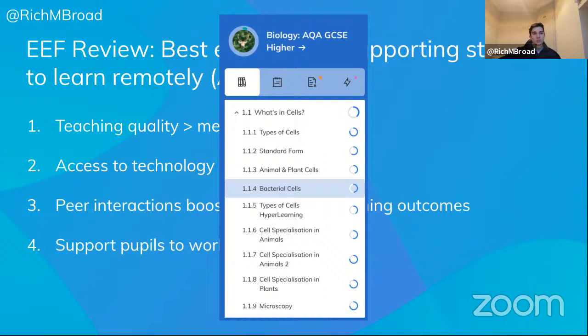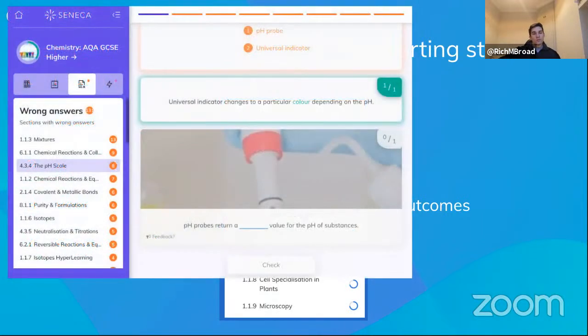Now, just in case your school is a premium school, there are also some premium features that will support students' independent learning. One of them is called Wrong Answer Mode. What Wrong Answer Mode does is it brings together all of students' wrong answers into one place, and it will allow students to focus on the areas that they struggle with most. So you can see here, ordered by the number of questions I've got wrong, I can see the different topics that I've struggled with in the past. Again, that helps students to focus on the areas that they should be focusing on.